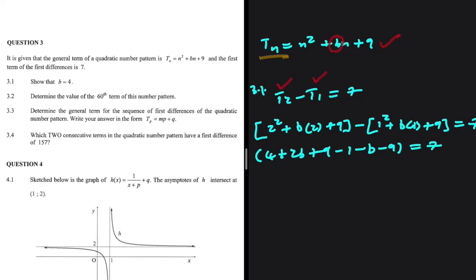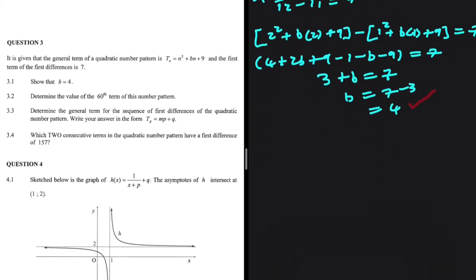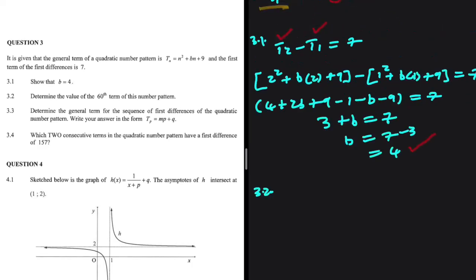If we solve that, we're going to get 4 plus 9, 13, minus 1, 12, minus 9, 3. So we have 3. 2b minus b, that is 3 plus b, being equal to 7. If we take 3 to the right hand side, we're going to get b being equal to 7 minus 3, which is just equal to 4. And just like we are required to show, b is equal to 4. That is 3.1. 3.2, determine the value of the 60th term of this number pattern.